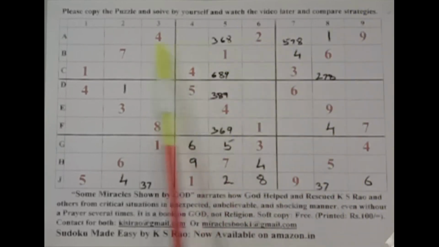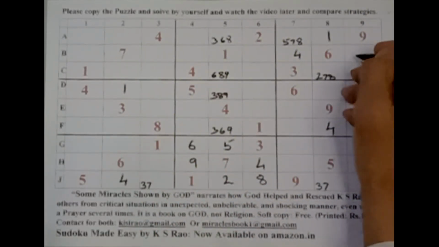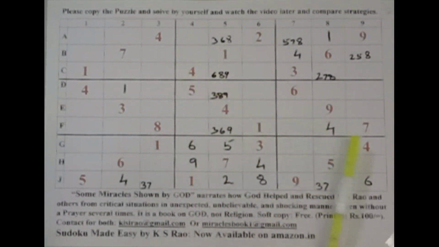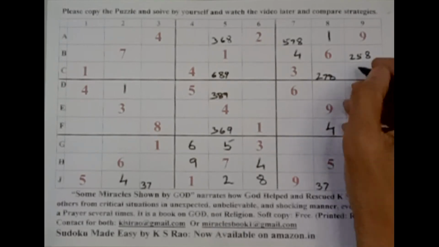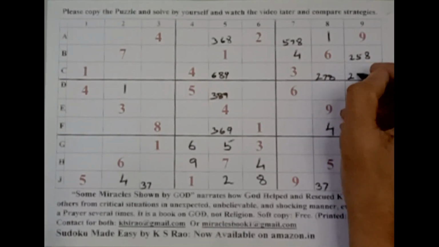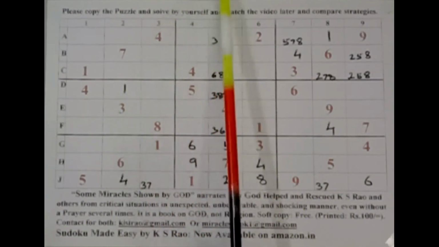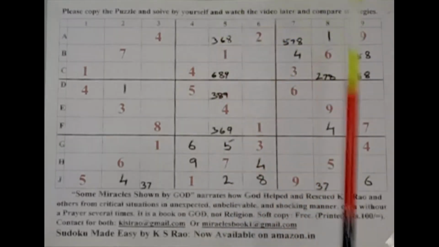7 here, 7 here. Oh, 2, 5, 8 here. 2, 5, 8. Here also we have only 7. Therefore, we get our 2, 5, 8. Okay. So, that is where I filled one column and one box.